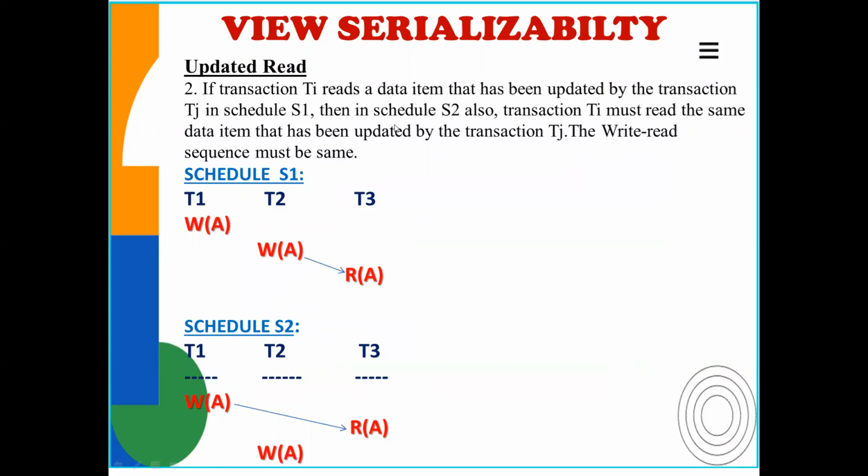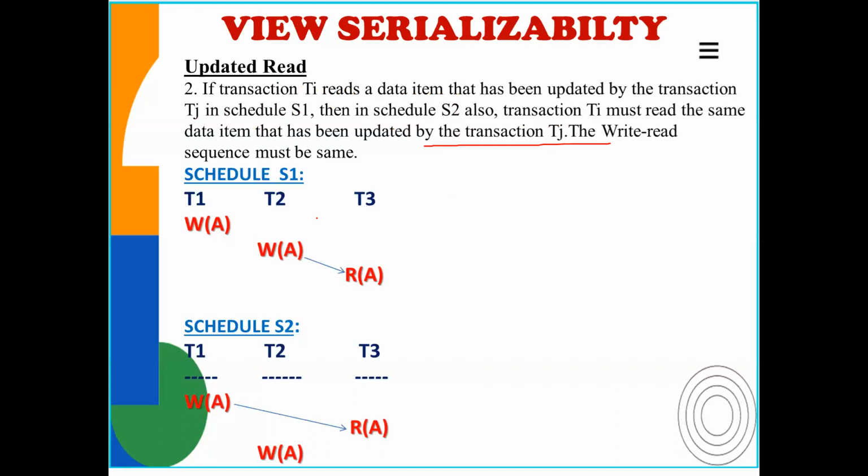Then in schedule S2 also, the transaction Ti must read the same data item that has been updated by the transaction Tj. See here, in schedule S1, transaction Ti is going to read a data value which has been written by another transaction Tj. Then in schedule S2 also, Ti should read the data value which has been written by the same transaction Tj only. That means, in simple words, the write-read sequence must be the same.